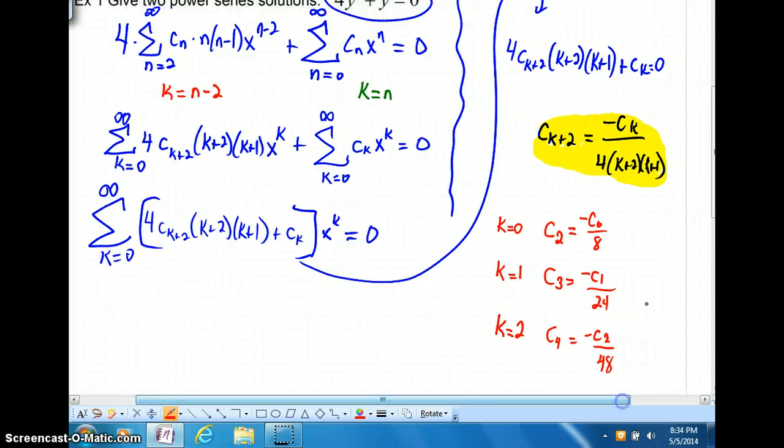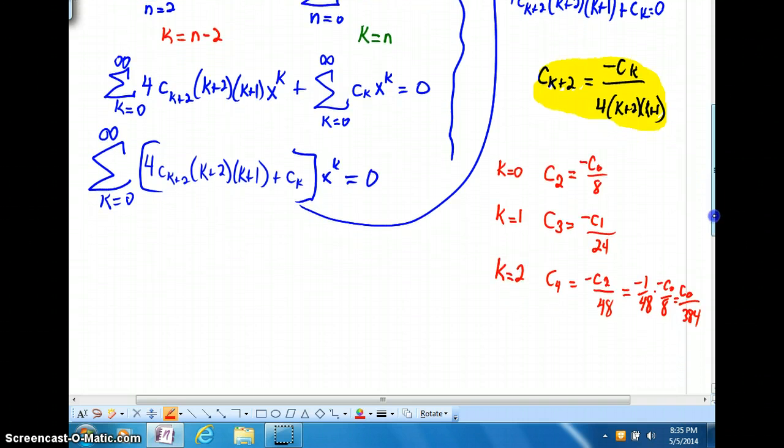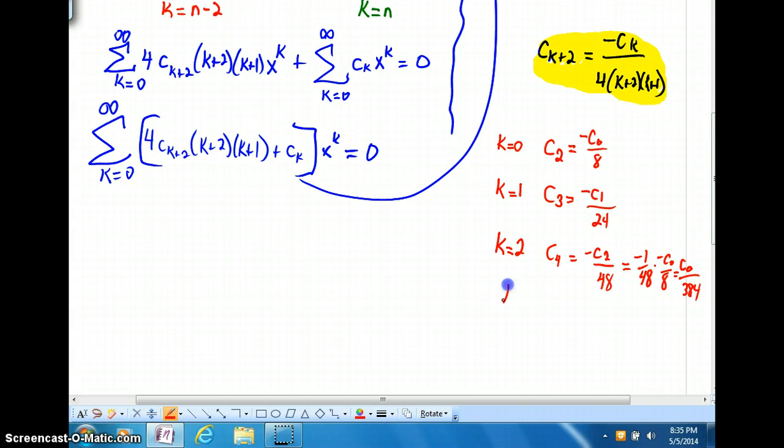We're going to use that information to help us right now. Making this substitution from up above about c sub 2 when k is equal to 0, writing this off separately, we'd have negative 1 over 48, but c sub 2 is negative c sub 0 all over 8. That becomes a positive c sub 0. 8 times 48 is 384. Well, notice what's happening. We're back to a c sub 0. What happens if we get k equals 3?